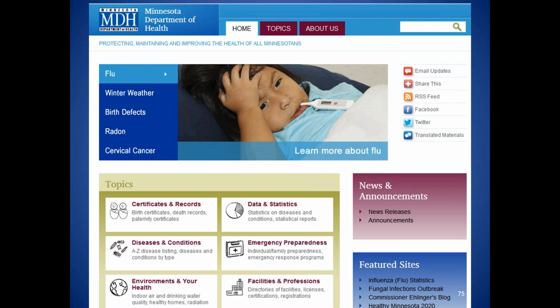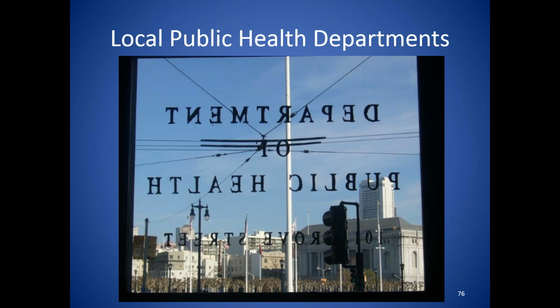Obviously, we have the state health departments, and this is just an example of the website in Minnesota. As you can see, topics indicate some of the activities that they define as their responsibilities at the State Department level in Minnesota. And then, of course, the local health departments: city, county, and districts.